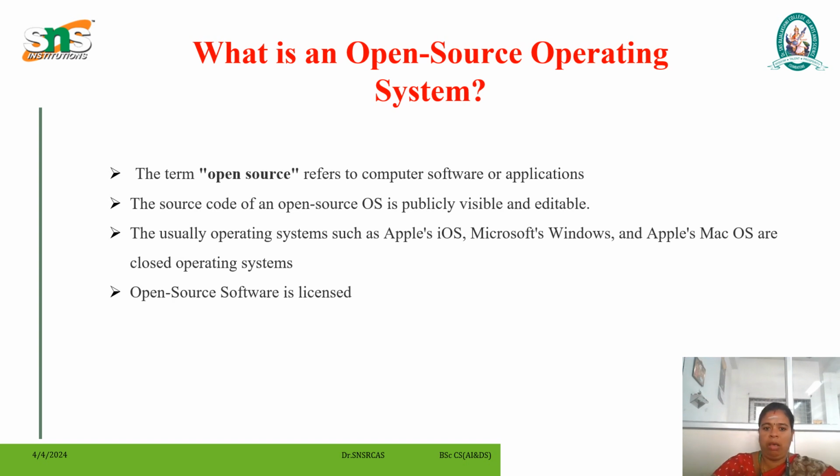Usually operating systems such as Apple iOS, Microsoft Windows and Apple's Mac OS are closed operating systems. Open source software is licensed in such a way that it is permissible to produce as many copies as you want to and use them however you like. It generally uses fewer resources than its commercial counterpart because it lacks any code for licensing and promoting other products, authentication, and advertisements, etc.